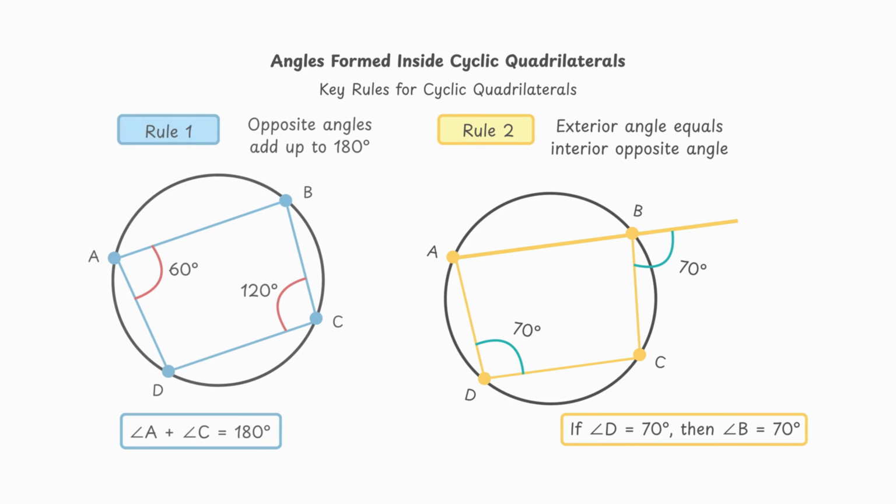Now take a moment to compare both rules. Rule 1, opposite interior angles add up to 180 degrees. Rule 2, an exterior angle equals the interior opposite angle. So sometimes you will be adding angles and sometimes you will be matching angles. This is very important in problem solving. Now here is the key idea. Whenever you see a quadrilateral inside a circle, always check for these 2 rules first. They are the foundation for solving cyclic quadrilateral problems. So remember clearly, opposite angles add to 180. Exterior angle equals the opposite interior angle. If you can spot these relationships quickly, you will be able to solve even complex problems with confidence.